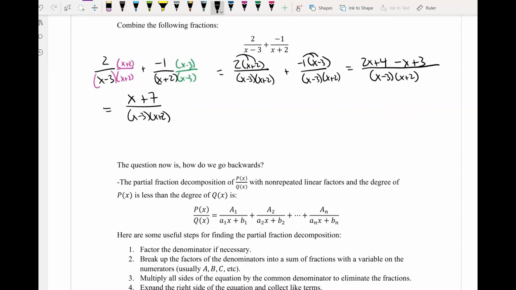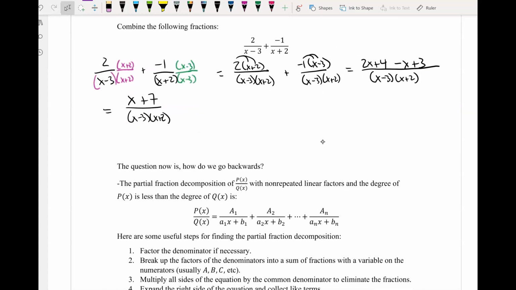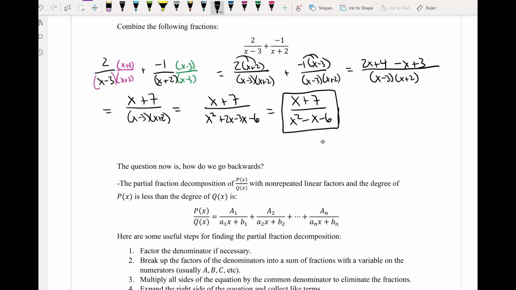Furthermore, you can also FOIL the bottom if you want. Typically, the way problems are going to be is that we're going to have the bottom FOILed as well. So we're going to have x squared plus 2x minus 3x minus 6. So you're going to have x squared minus x minus 6. So this is how you would combine two rationals together to form one rational.